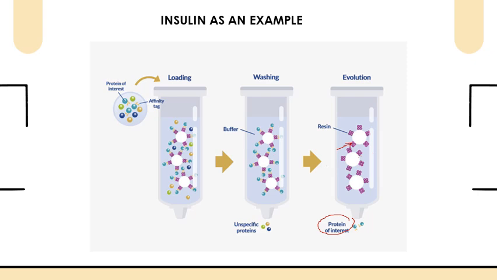So this is the summary of some of the processes that are used in downstream processing. We have many other processes that are used in downstream processing, but we are trying to highlight most of them.